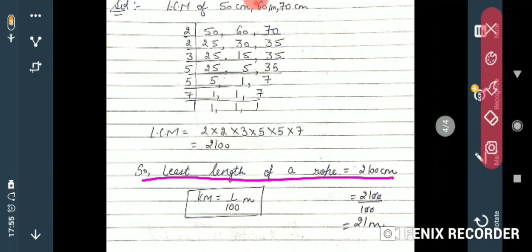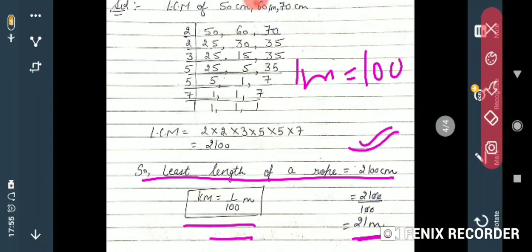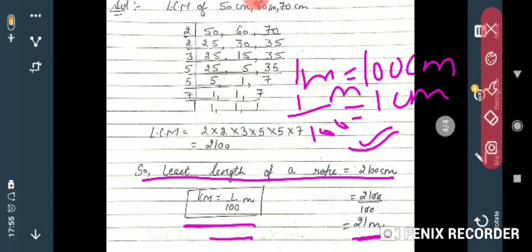It's your choice. You can leave the answer here only, 2100 centimeter. But in your book, the answer is given in meter, so you can also convert it into meter. Now, how can you convert it into meter? As you know, 1 meter equals 100 centimeter. So 1 centimeter equals 1 upon 100 meter.